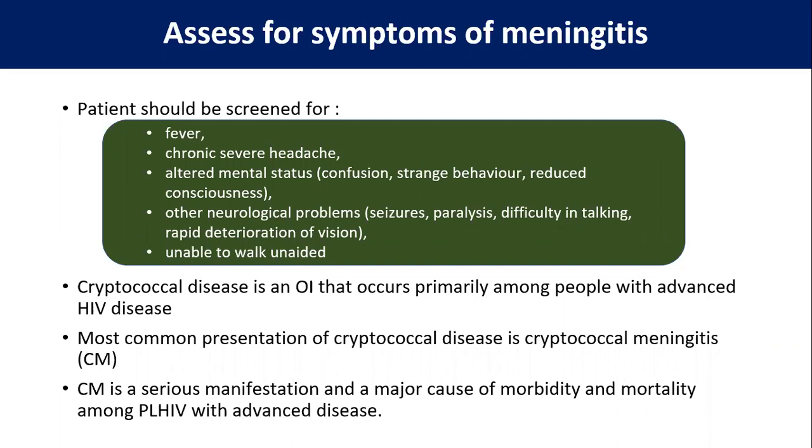So the patient should be screened for fever, chronic severe headache, altered mental status like confusion, strange behavior, reduced consciousness, and other neurological problems like seizure, paralysis, difficulty in talking, rapid deterioration of vision, and unable to walk unaided. Then cryptococcal disease is an OI that occurs primarily among people with advanced HIV disease, and the most common form is cryptococcal meningitis. So it is very, very important to look for signs and symptoms of meningitis whenever a patient comes with advanced HIV disease.